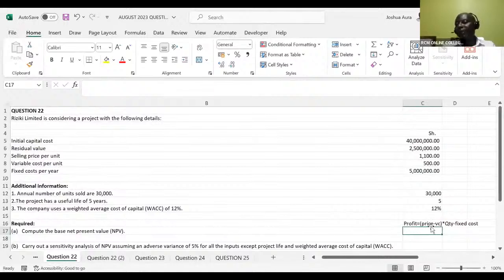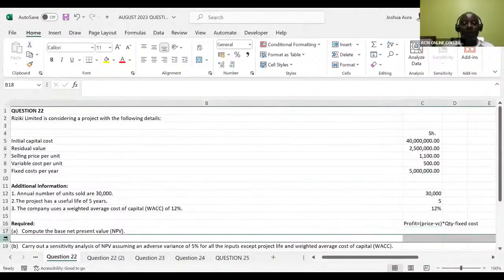Here we have a selling price of 1,100, a variable cost of 500, and a quantity sold of 30,000. When you subtract the variable cost from the price, that gives us the contribution margin. I multiply this with the quantity to get total contribution, and then I subtract fixed cost to get profit. So this is a fairly straightforward question.